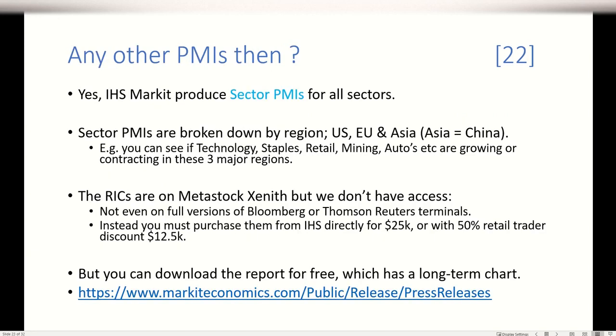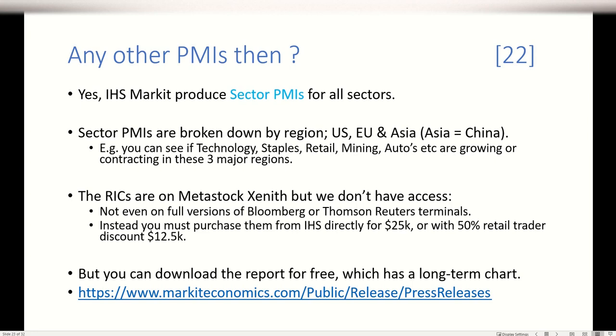So are there any other PMIs then? Well, yes, there are. IHS Markit produce sector PMIs for all sectors. So sector PMIs are basically, think technology, staples, retail, mining, as I've written here, but for different regions: the United States, Europe, and Asia. As a result, you can see which sectors are growing and contracting, which ones are performing better than others, and this is fantastic data to have.